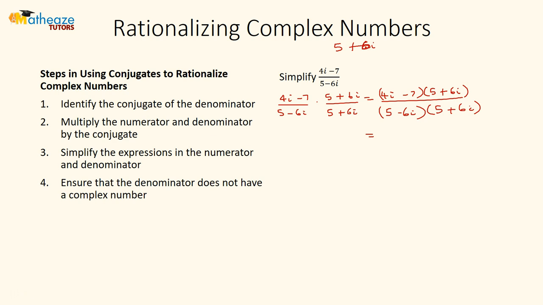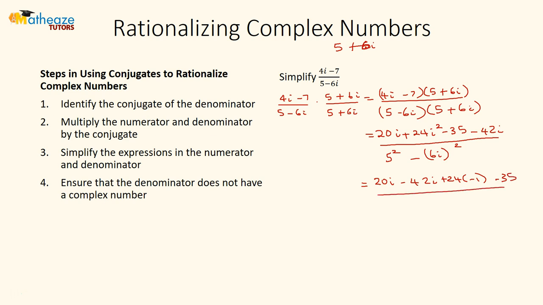So 4i times 5 is 20i. 4i multiplied by 6i is going to give us 24i squared. Minus 7 times 5 is minus 35, and then minus 7 times 6i is minus 42i. Then we divide by 5 squared minus 6i squared. So let's group common terms so we can simplify. So it's 20i minus 42i plus 24 multiplied by negative 1 minus 35 over 25 minus 36i squared.